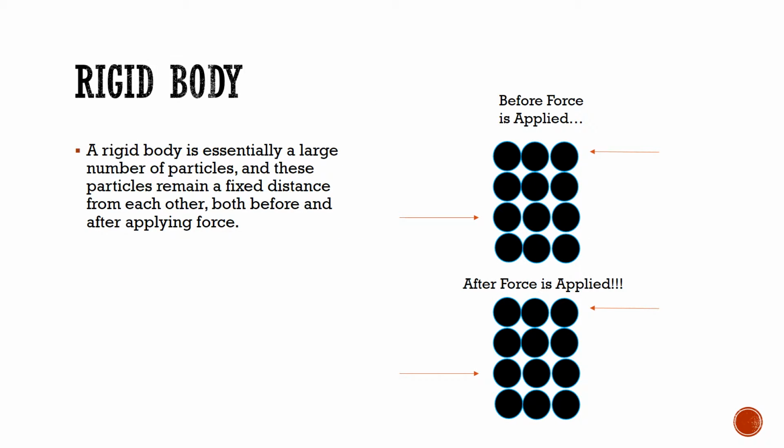Because statics is the study of a rigid body in equilibrium, it would be important to know what a rigid body is. A rigid body is essentially a large number of particles, and these particles remain a fixed distance from each other, both before and after applying force. This is important because if the body does not change, we can neglect what material the body is made out of. In most cases, deformations occurring, say in a structure, are so small that the rigid body assumption is suitable for analysis. And you can see from these great pictures I've created, the particles do not move after the force is applied.